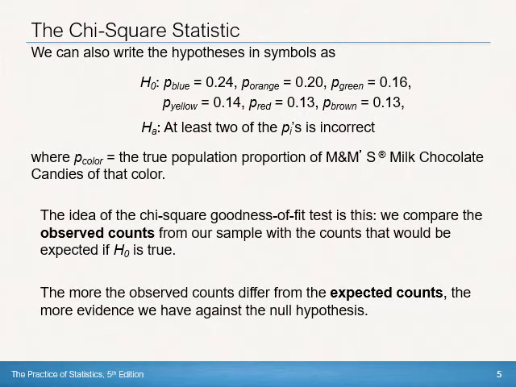Remember, too, that the chi-squared test is going to compare the observed counts with the expected counts. We want to know how different the observed and expected counts are. If the differences are really large, then that's going to be evidence against the null hypothesis. If the differences between the observed and expected are small, then that will be data that supports the null hypothesis.